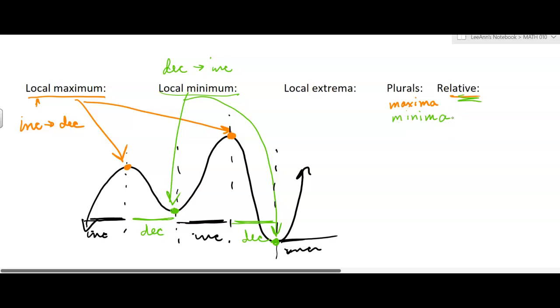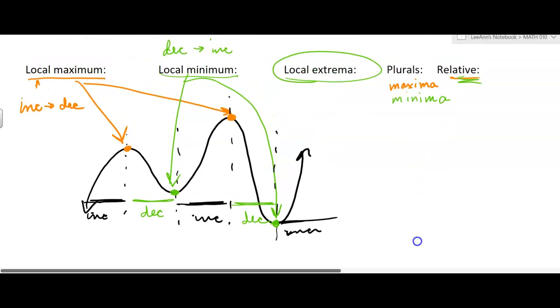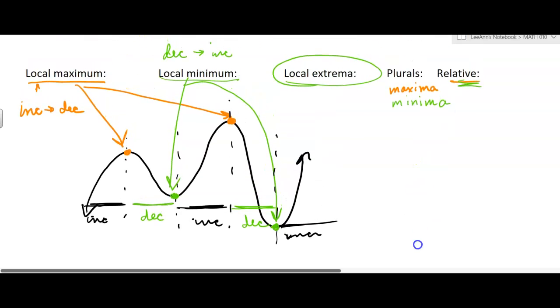Together, if you're talking about them as a group, if I want to look at all the local maxima and minima, those are called local extrema. So it's like the two concepts together. And you could say the local extreme values. I think that's another way they put it. Okay, so I think that's it for our vocabulary lesson. We will do an example in the next video.